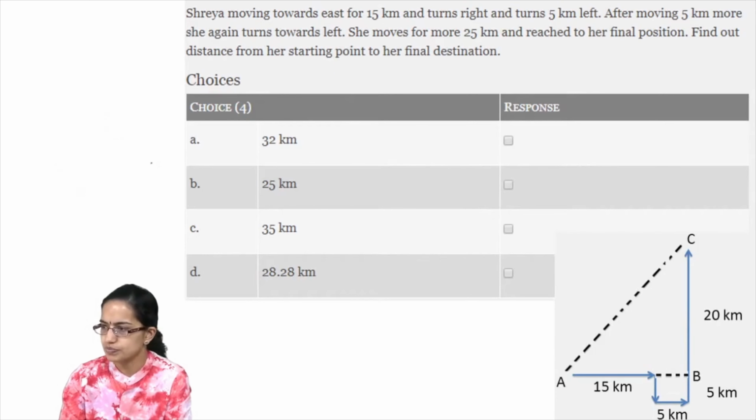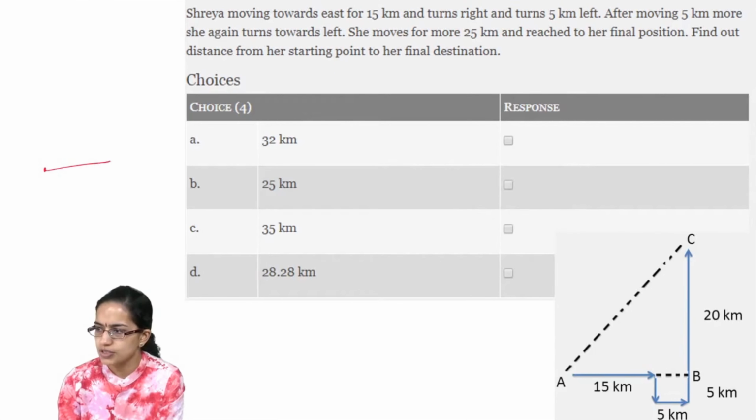Okay, so from this initial position she moves 15 kilometers. Now moving 15 kilometers she turns right and then turns left. So first she is turning right, which is here, and then once she is right she is turning left. Now the left is the hand where I do not have the pen. So this would be the direction in which Shreya would go. So this would be the left side that she would go.